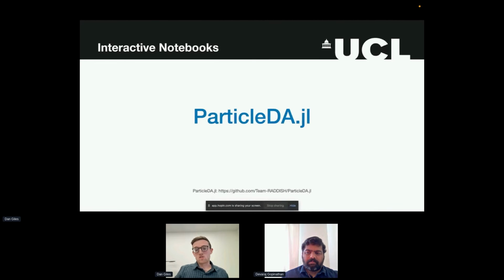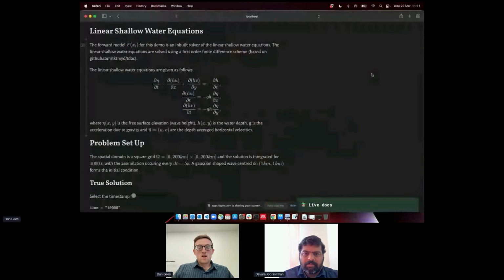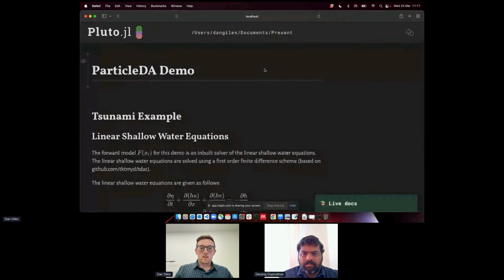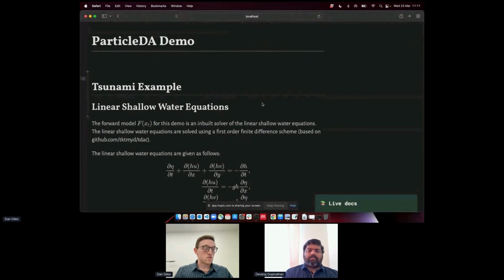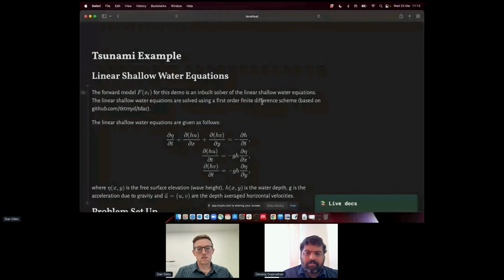Now I'd like to run through a quick interactive notebook to see this in action. So I'll exit out of that and go to my browser. This is an example for this tsunami example. Hopefully everyone can see my window here. Essentially, this is what we are calling our hello world example within the particle DA package, or the software system.